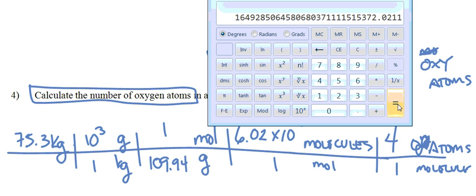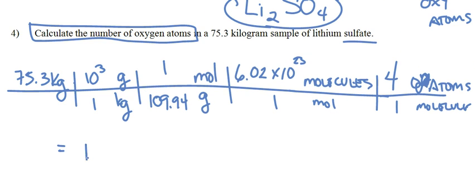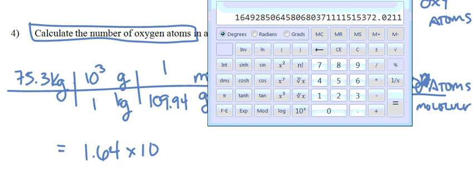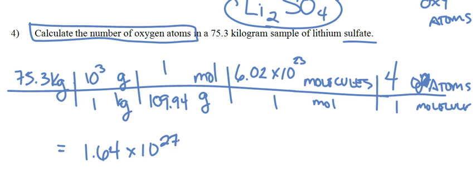And that equals, wonderful. I love my scientific notation here. So it's 1.64 times 10 to the positive 27. Okay, and that again is atoms of oxygen.